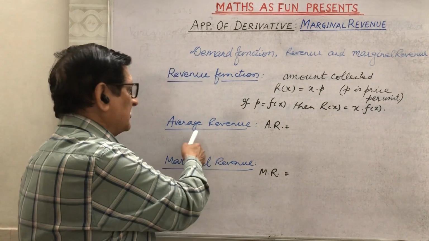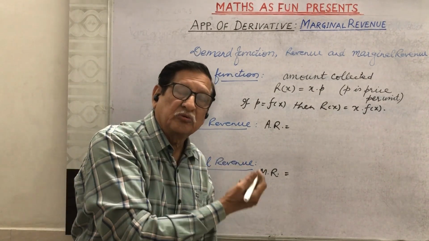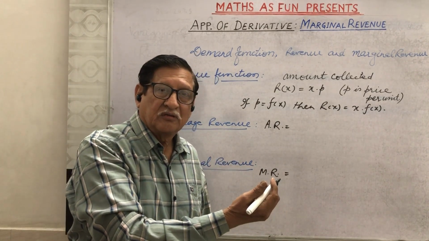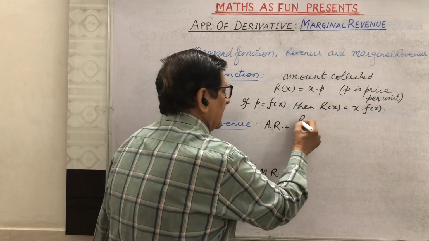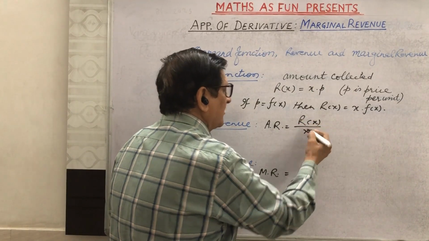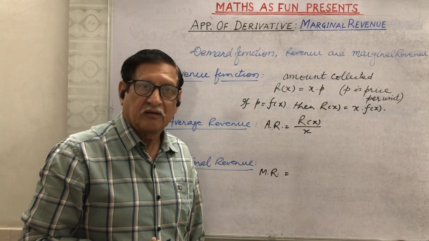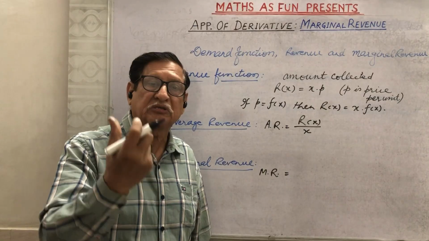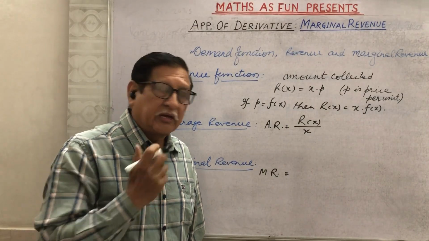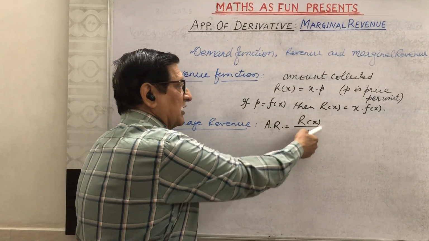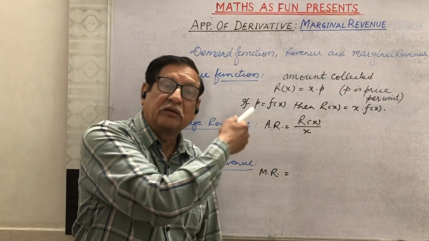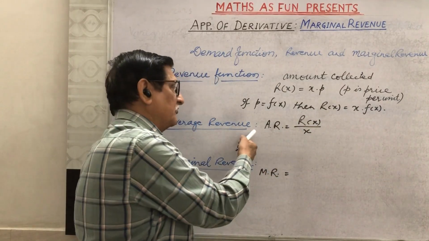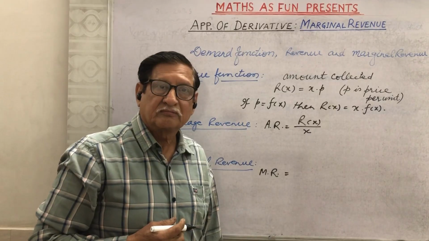Now what is average revenue? Average revenue is the revenue function R(x) divided by the number of commodities x. We have already learnt about the average: the sum of the quantities divided by the number. Here also we say the same thing, that the revenue collected divided by the number of quantities gives you the average revenue.